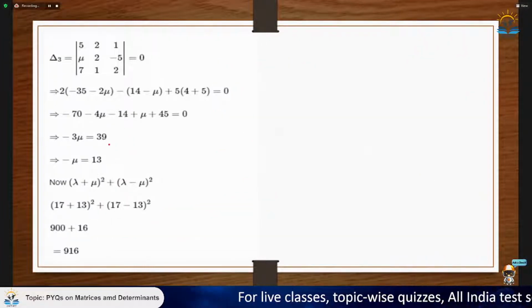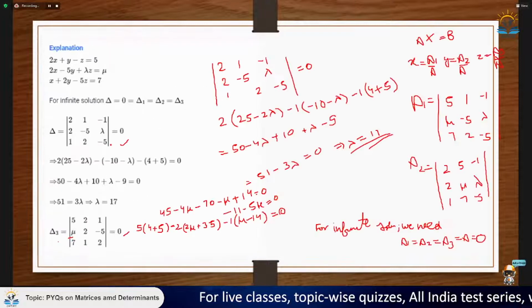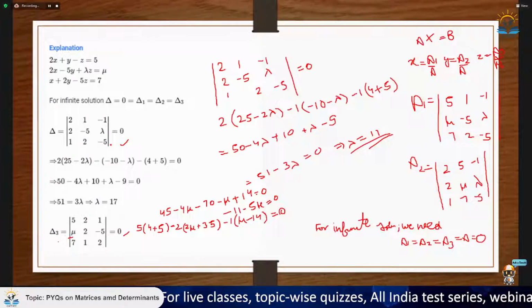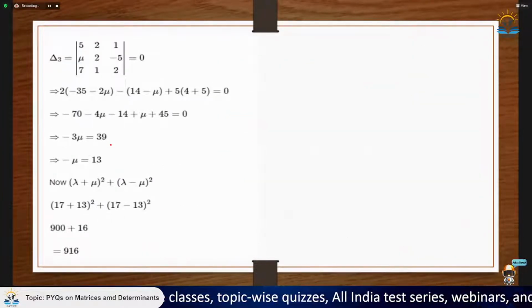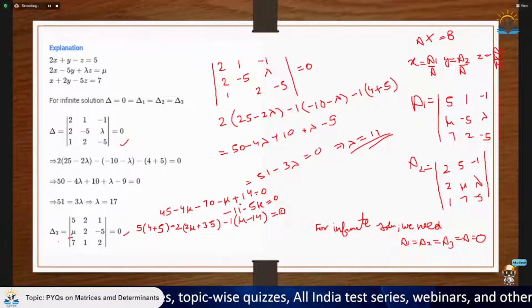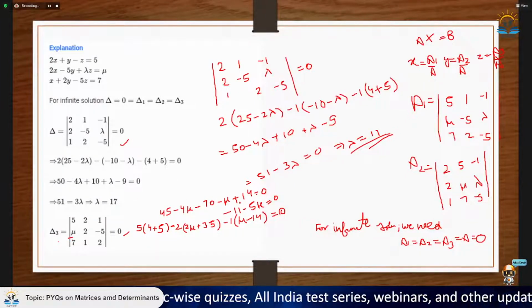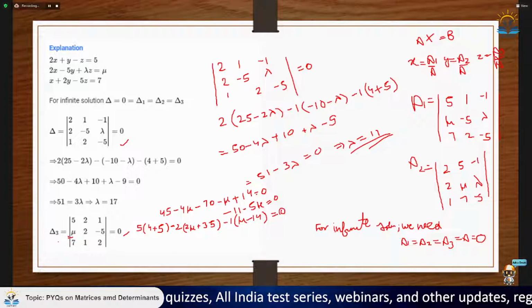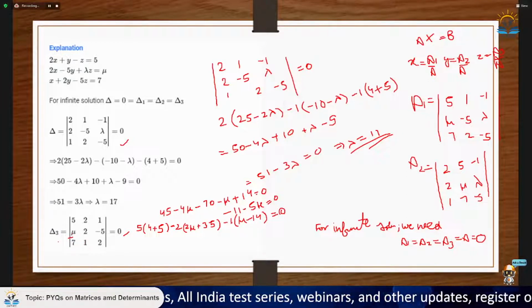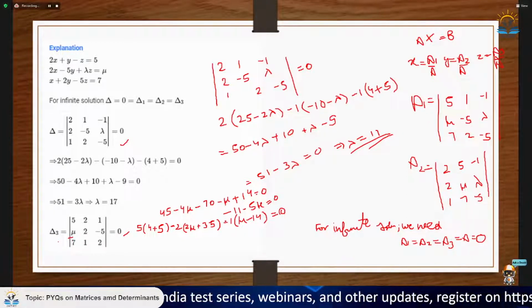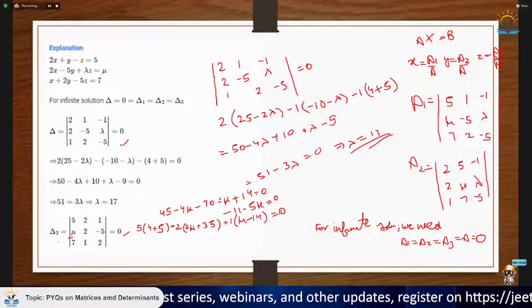So minus 11, okay. Minus 70 minus 4 mu, minus 14 plus mu plus 45. Minus 14. Oh, it would be plus 1, sorry. So it would be plus.